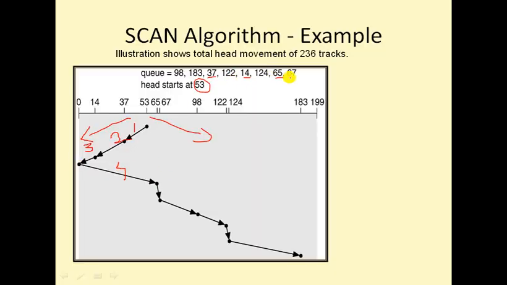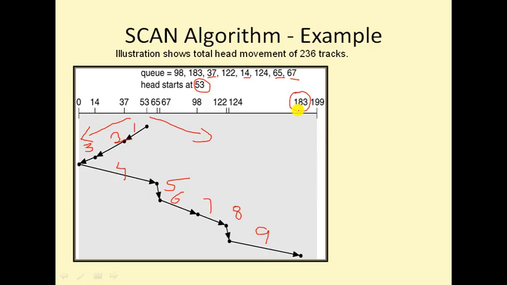From 65, 67 is available. This is the fifth move. From 67, 98 is available. This is the sixth move. From 98, 122 is available. Seventh move. From 122, 124 is available. This is the eighth move. From 124, 183 is available. This is the ninth move. So 183 is the last track number available towards the right side.